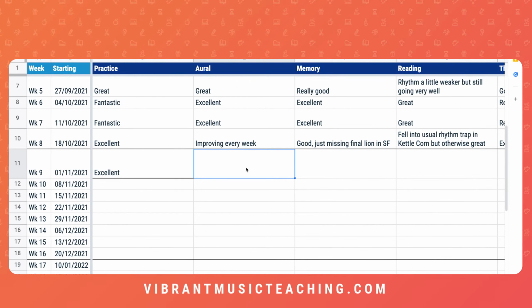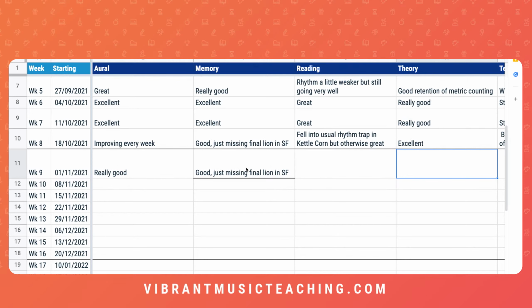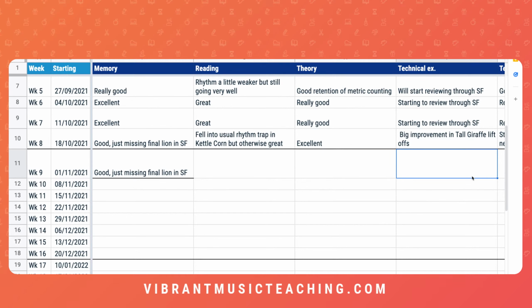So oral. It was really good last week as well. Doing great with that. We mostly covered that during his buddy time and it goes really well. This is a fun thing that keeps happening and it happened again. So the final lion part in Safari Friends keeps being missing in his memory, so that's something we need to emphasize, but otherwise his reading is going very well. Oh, his memory, excuse me.